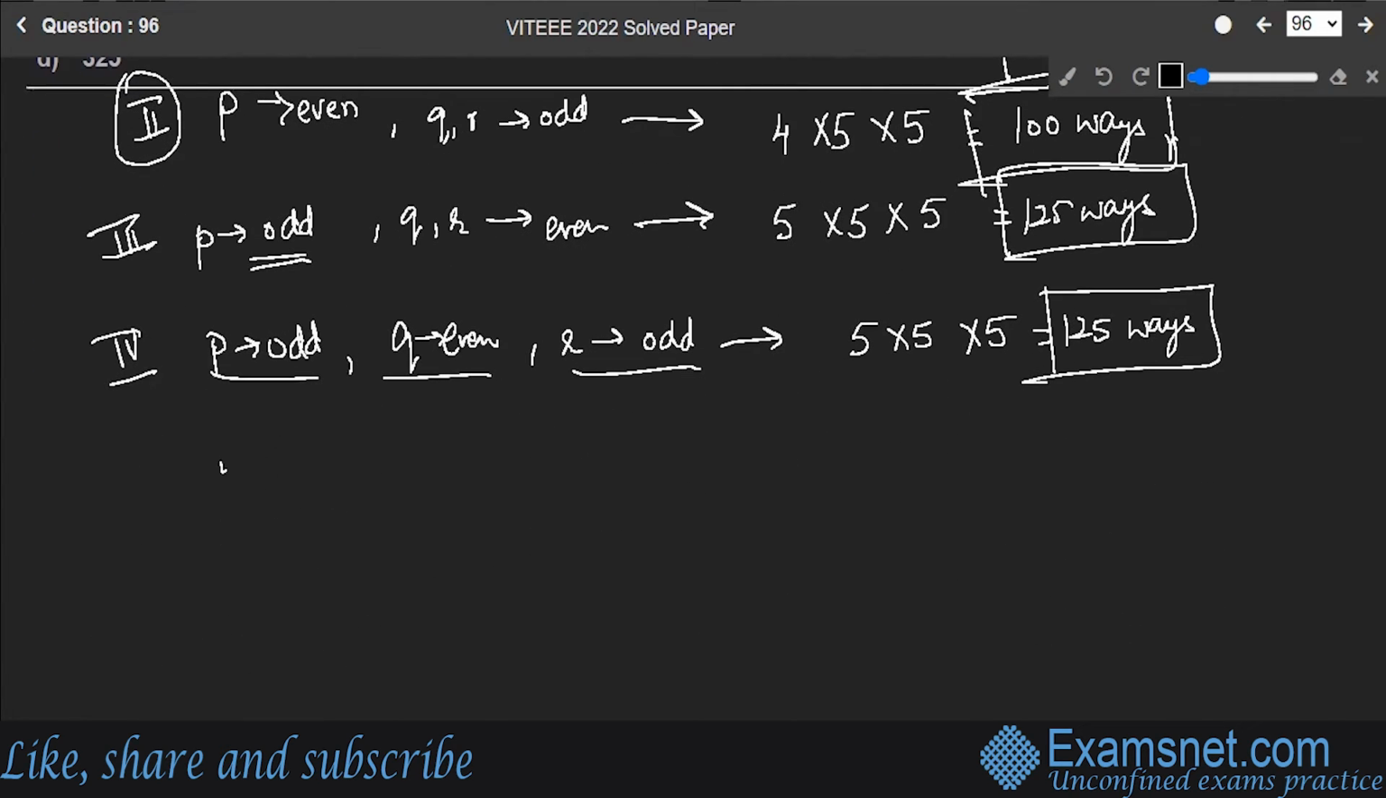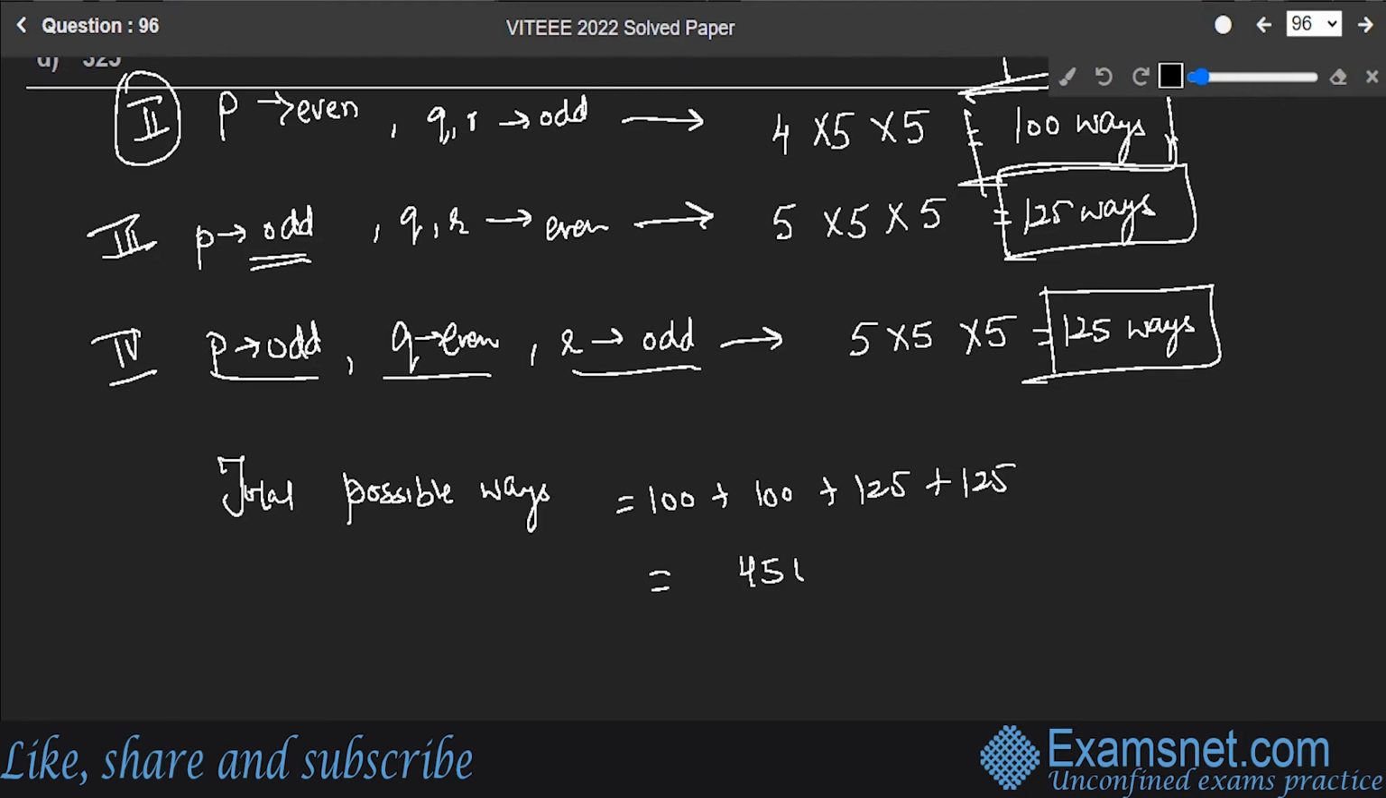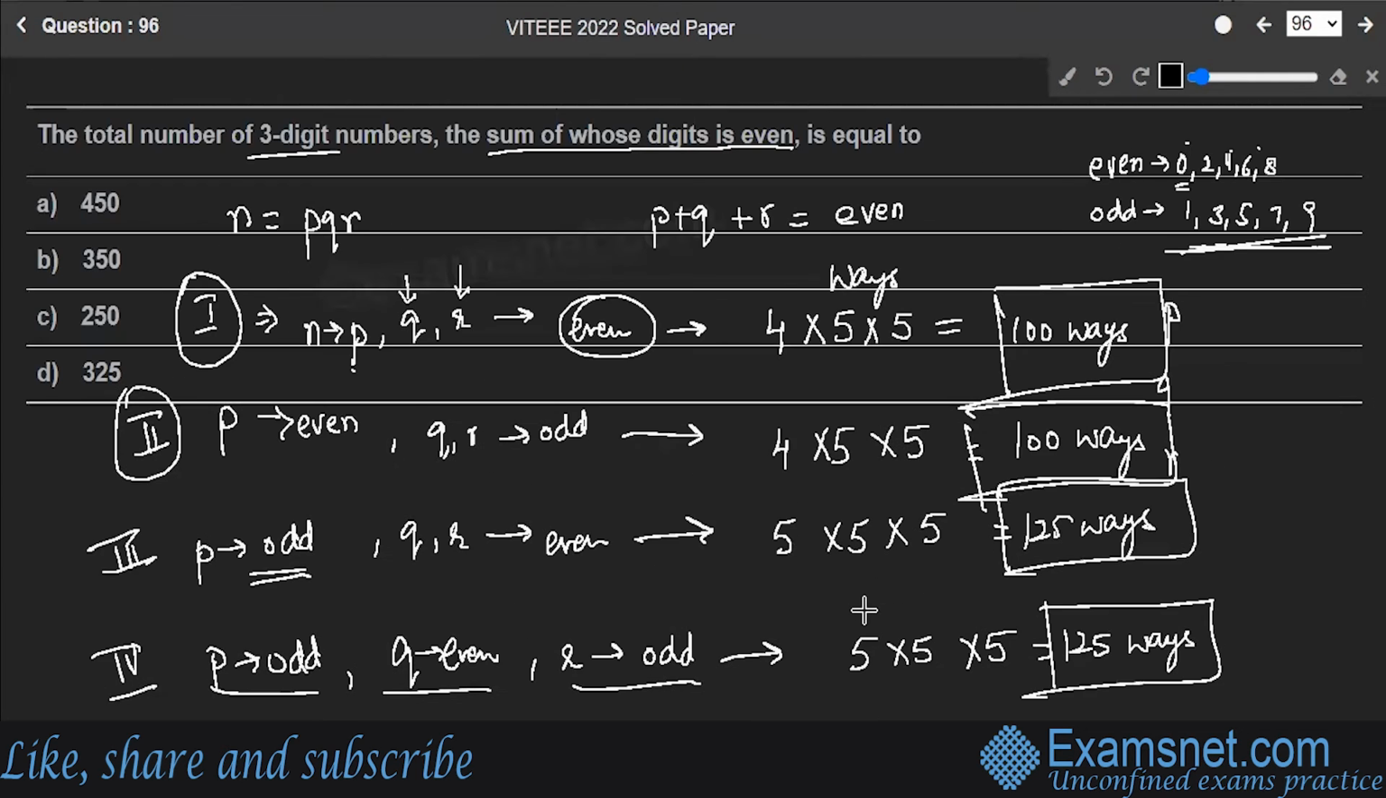So total possible ways are 100, 100, 125, 125. That makes a total of 450. That makes your option A the correct answer. Hope you understood this. Next is the 97th question.